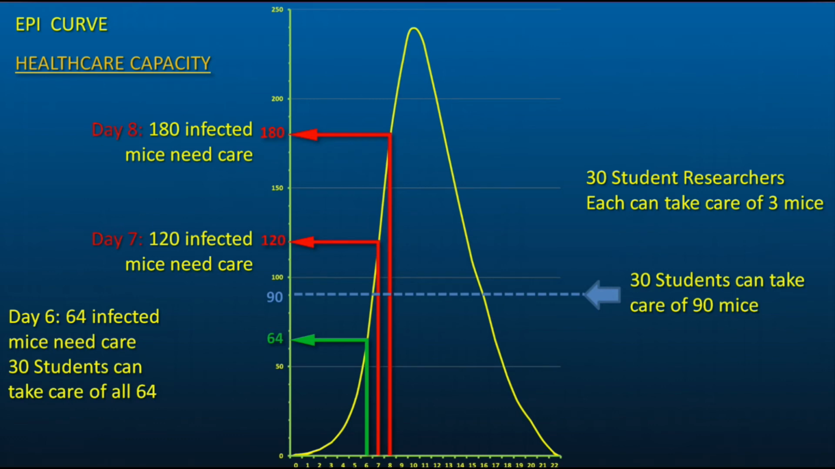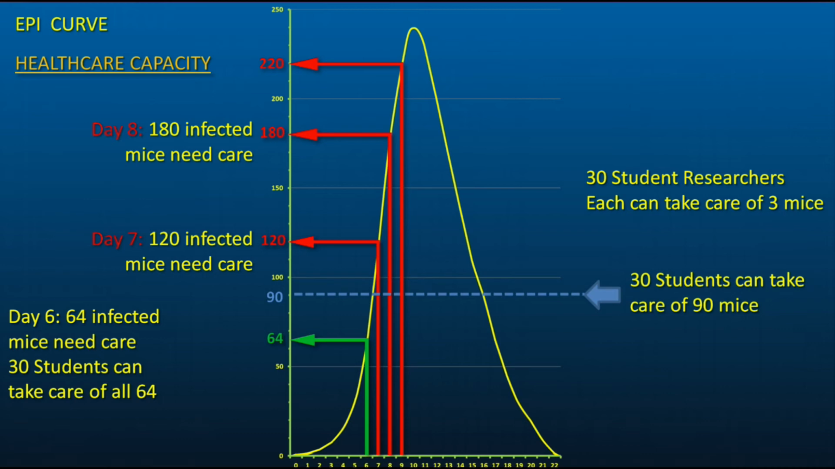By day 8, we have 180 infected mice. And so whether or not they have mild or severe symptoms, each of the 30 students is now very busy looking after not 3, not 4, but 6 mice. And by day 9, with 220 mice infected, each student must take care of more than 7 mice each on average. And needless to say, the students are overwhelmed. And we don't really know if under stress, the students can adequately nurse the infected mice back to good health.